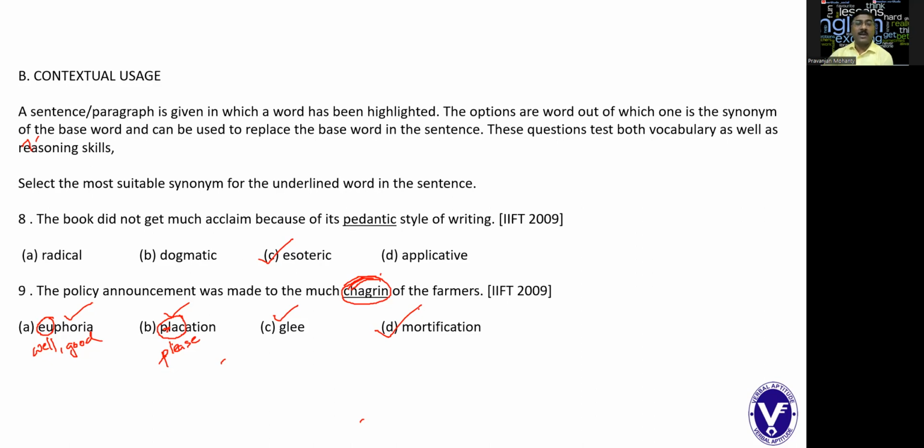No, very angry or no, excessive anger or irritation. That is chagrin. So it is mortification because A, B, and C are synonyms. So you cannot select any one among them because they are the same. So the one left out is mortification, and chagrin is anger or strong irritation.